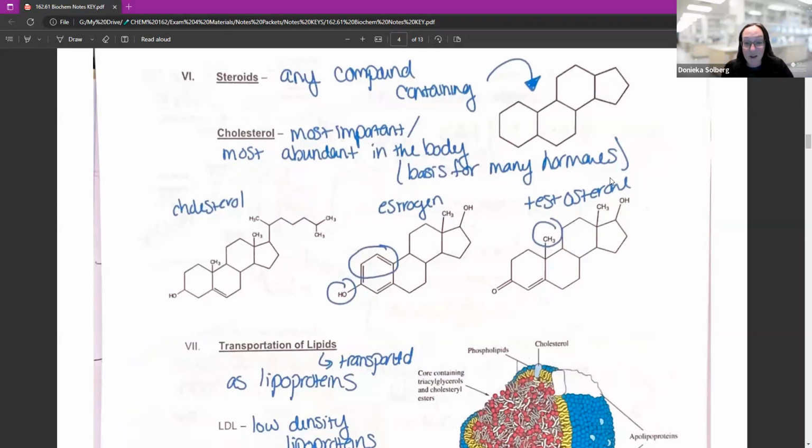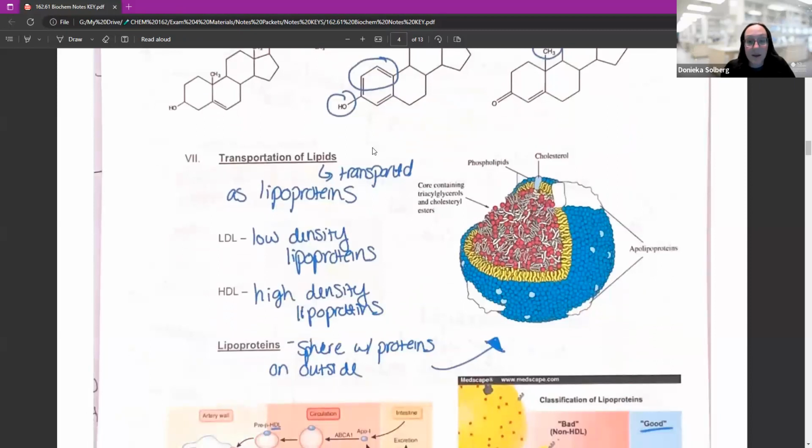Now, there's not huge differences between these molecules. I've kind of circled where the differences are, right? This is an aromatic ring with an OH on it, and this one is not aromatic. It's just got a double bond with a double bonded O and a methyl on here, but the structure is still a basic structure of a steroid. So these kind of fall under that steroid category.